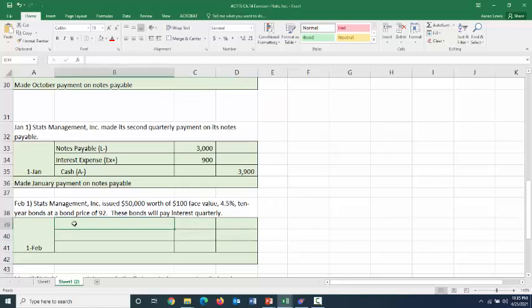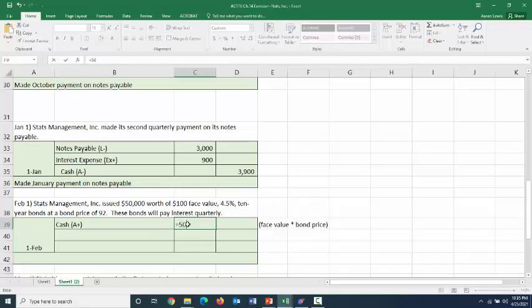Well, we're getting cash. So let's go and debit cash. How do we figure out how much cash we're receiving? Well, in this instance, you're going to take the face value of the bonds and multiply it by the bond price, always remembering that bond price is expressed as a percentage. So these bonds have a $50,000 face value. We can multiply that by the bond price of 92% or 0.92 and determine that we are receiving $46,000 in cash.